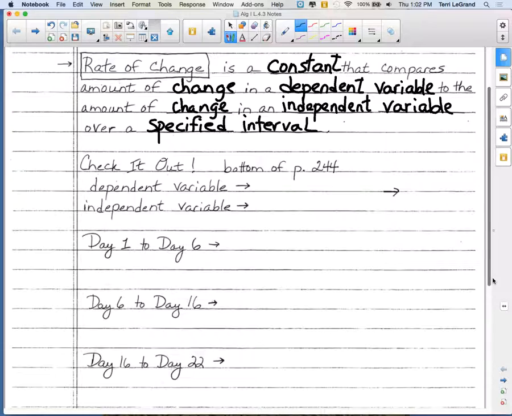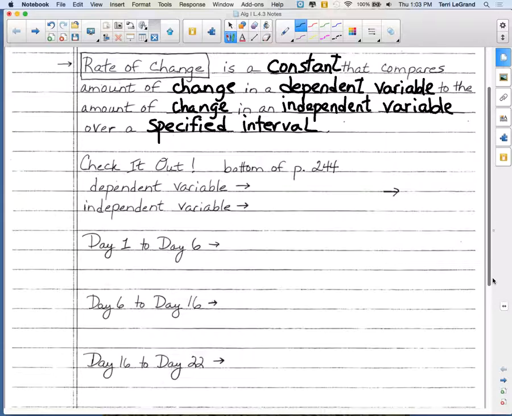We have a table that shows the balance of a bank account on different days of the month. Find the rate of change for each time interval. During which time interval does the balance decrease at the greatest rate? Okay, thank you. So let's look at that table. We have day 1, day 6, 16, 22, 30. We have balance dollar amounts of 550 and 285, 210, 210 again, and 175.